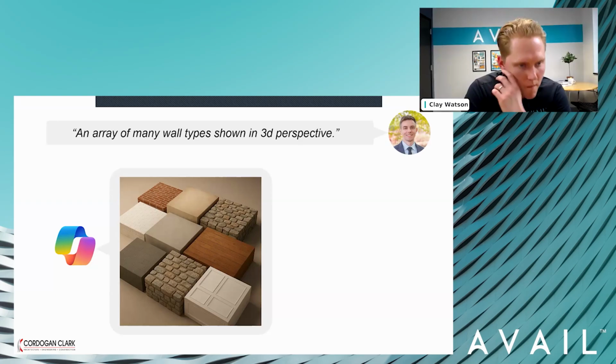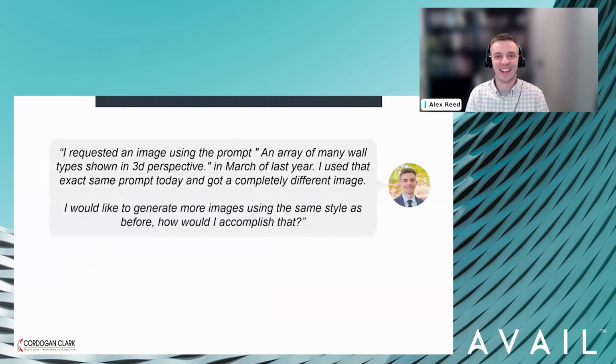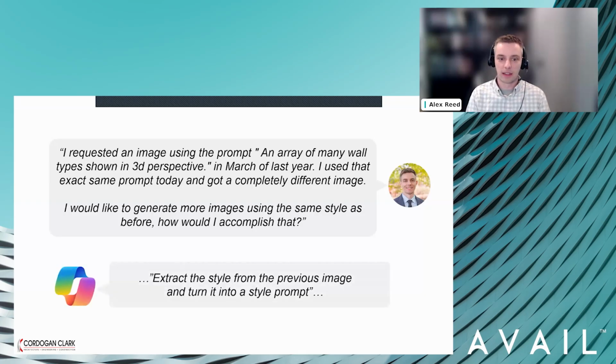So like any good design technologist, I tried to figure this out. I did testing, I formed a hypothesis, I dug into the AI source code. Just kidding. I just asked Copilot. I just said, what's going on here? I gave you a prompt last year, I gave it to you this year, and I got completely different results. Out of the suggestions that Copilot had, the one that was the most enlightening was to extract the style from the previous image that I had and then turn that into a style prompt that I could reuse. So kind of regurgitating the prompt back through Copilot to give itself something to read.